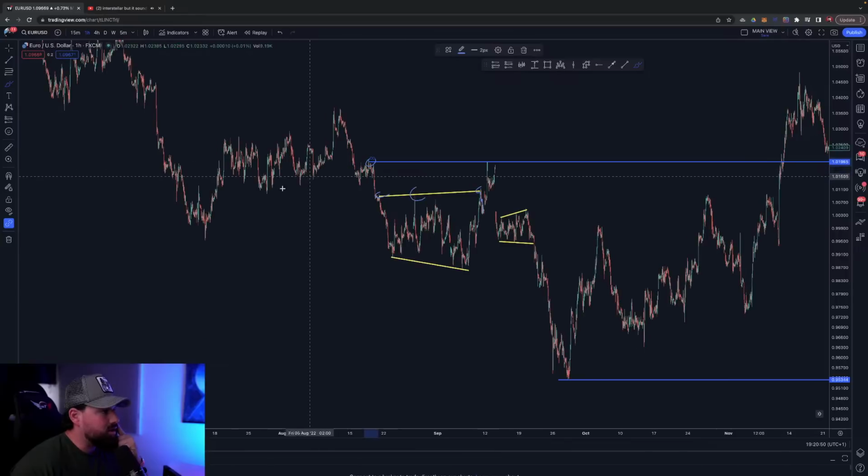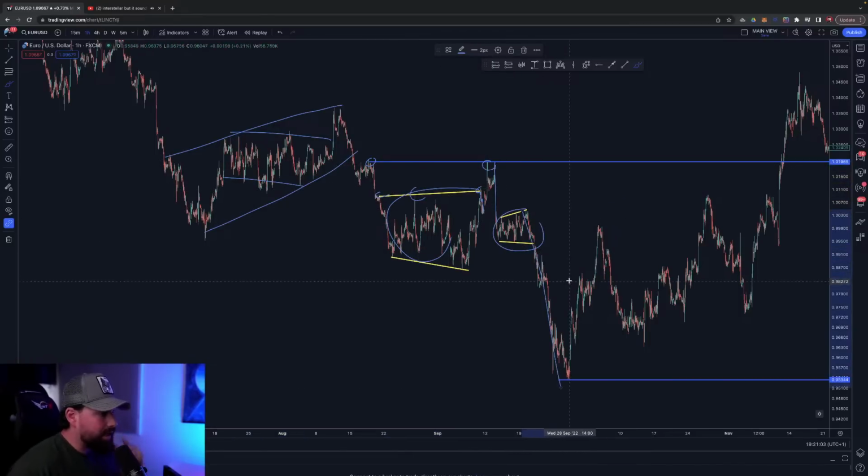You've got this consolidation just above, which is sat outside of this previous channel, as you can see here, right? So price comes up, it creates a lot of volume. We then tap into that, we pop down, there's a continuation, there's the trade.